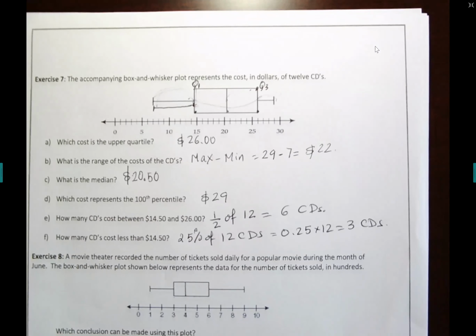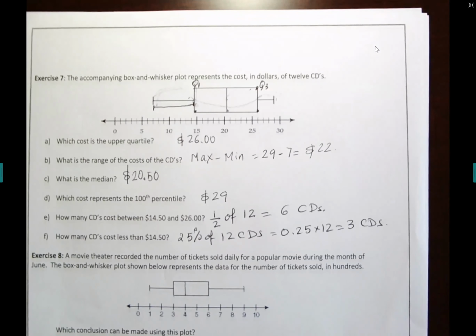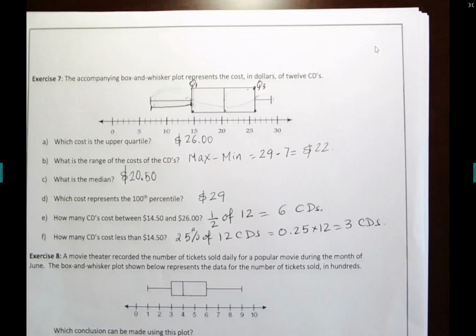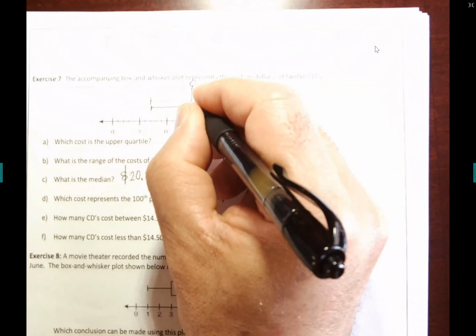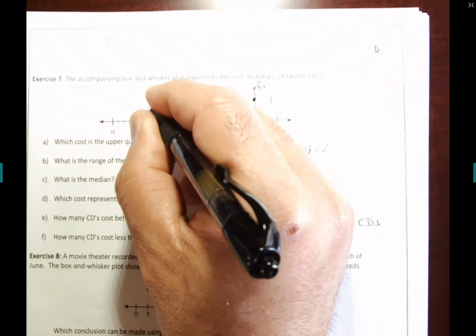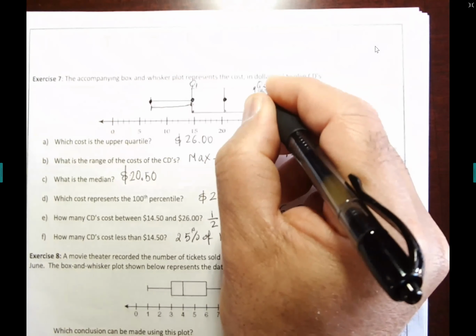You have a box plot, and you guys are going to help me answer some of the questions, or at least tell me why the answers make sense that you see there. This is a box plot that represents the cost in dollars of 12 CDs. Which cost is in the upper quartile? Upper quartile is the highest quartile, which is Q3. And yesterday I explained to you guys that this is Q3, this is Q2, this is Q1, this is the minimum, and this is the maximum. So upper quartile means Q3.